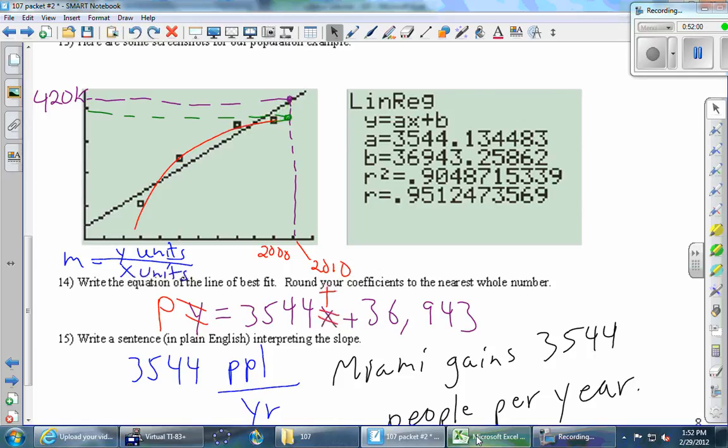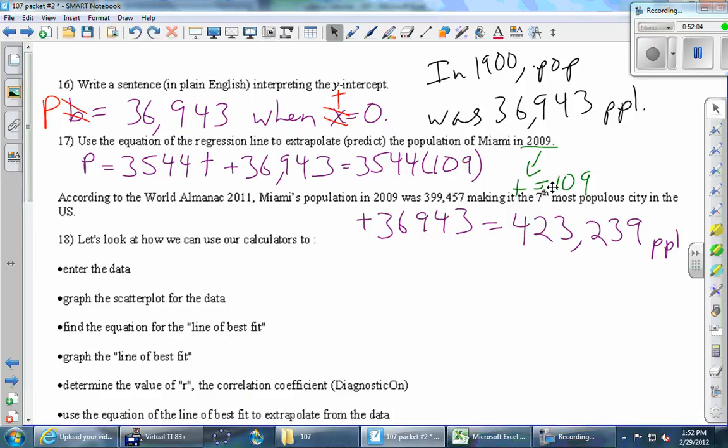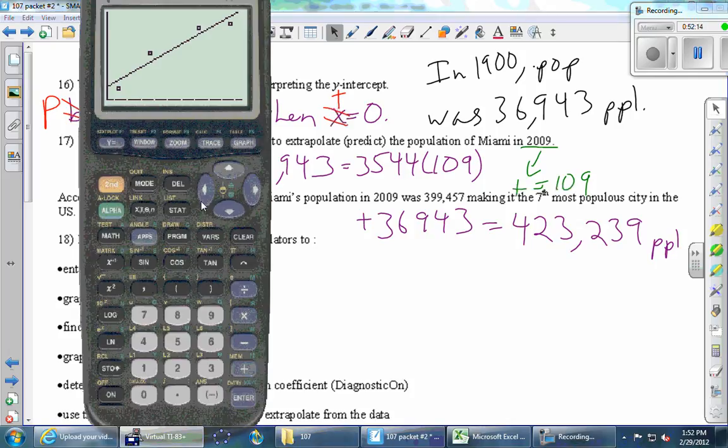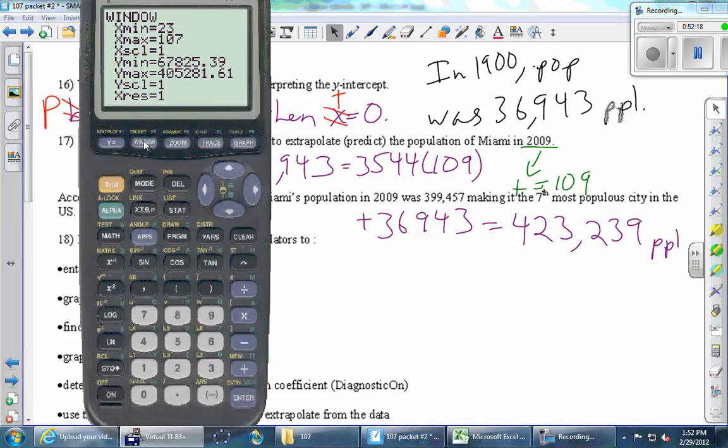Okay, last thing I wanted to do was get the calculator to help us answer this question. We wanted to know what the population was in 2009, okay? What's the population in 2009? Here's what we're gonna do. Looking at this screen right here, do you guys see, go into window for a second.